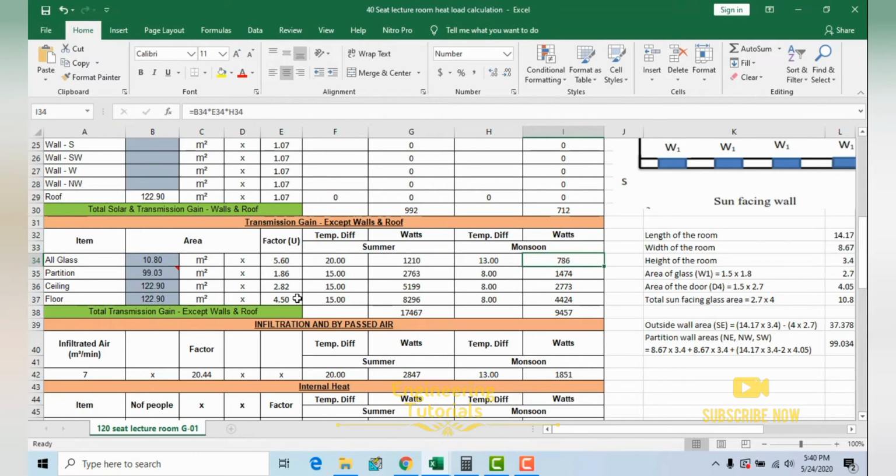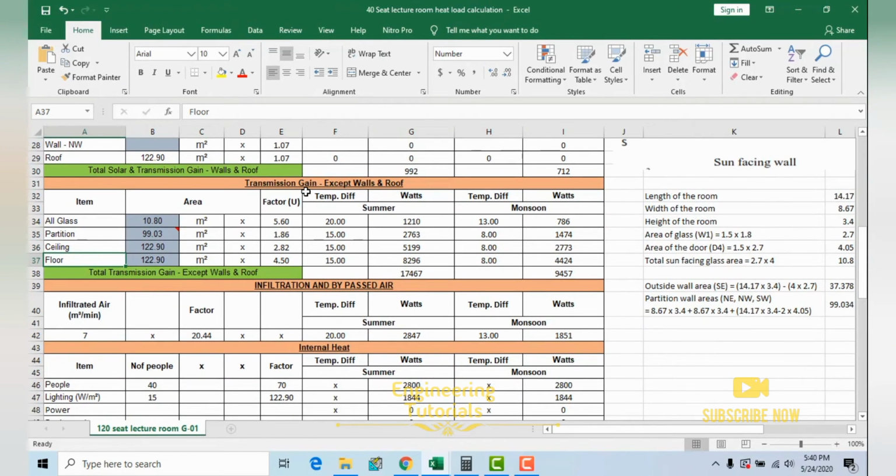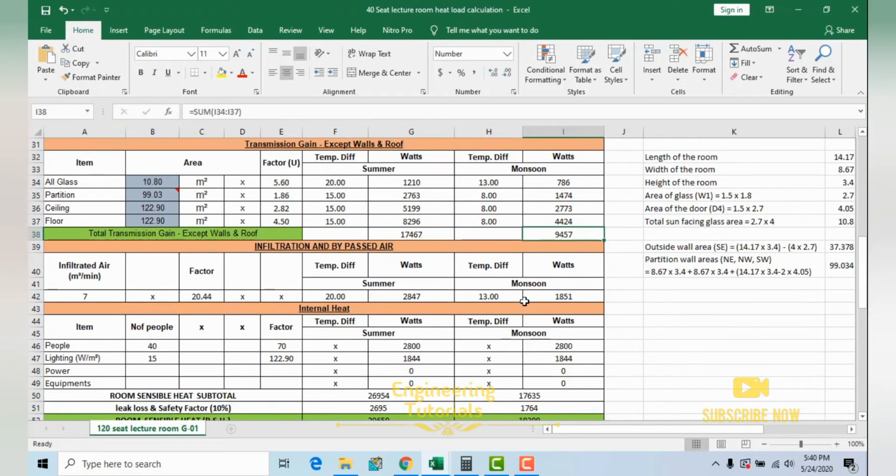In the same way you have to calculate for partition, ceiling and the floor, and then add all these loads together. You will get the total transmission gain except for walls and the roof. Total transmission gain is 17,467 watts for summer, and for monsoon it is 9,457 watts.